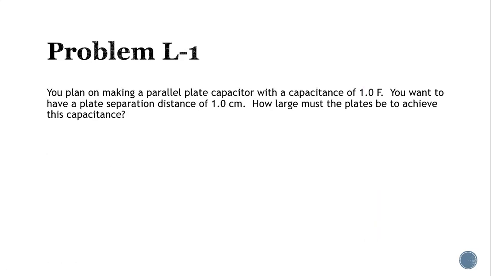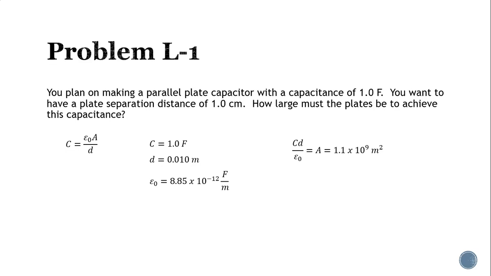So let's do a quick problem dealing with a parallel plate capacitor with a capacitance of 1 farad. Let's say we plan on making a parallel plate capacitor of 1 farad capacitance, and I want to have a plate separation of 1 centimeter, which is kind of big, but not that big of a difference in distance. How large must the plates be to achieve this capacitance? Really we're looking for A, the area, so let's solve for area. What I find is the area that I would need is 1.1 times 10 to the 9th square meters.